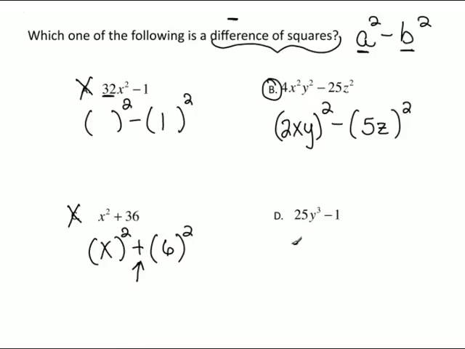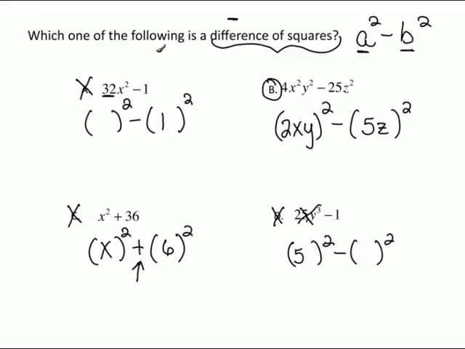We look at the last one, D. And we can write 5 times 5 to get 25, but we can't find a variable that if we multiply it by itself will give us y cubed. If we put a y times y, it will give us y squared, but we need y cubed. So we can't find a variable here that if we multiply it can give us this one here. So this is not a perfect square, so therefore D will not work either.